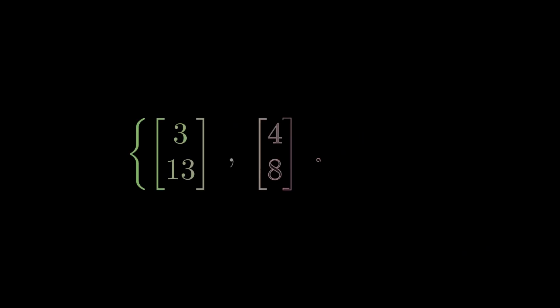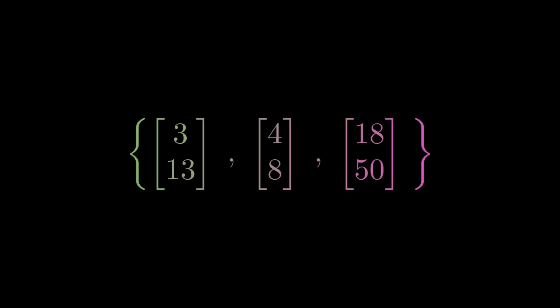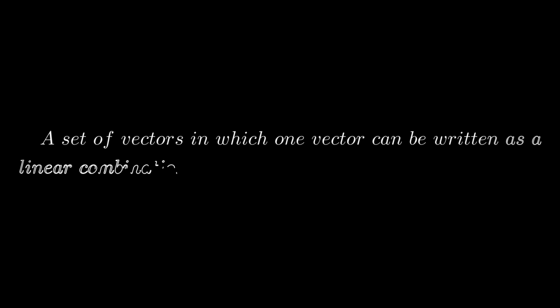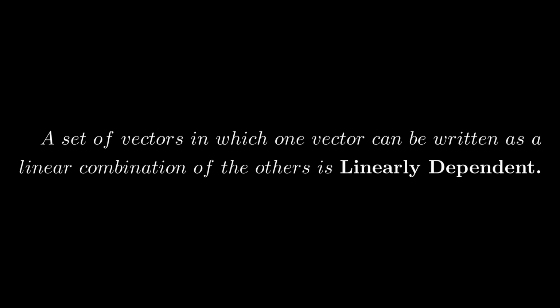What about this set of three vectors? It may not seem so obvious here as the previous example, but this is the combination that produces the third vector. So, any set which has at least one vector that can be written as a linear combination of the other vectors is said to be linearly dependent. And if we can't do so, it is linearly independent.